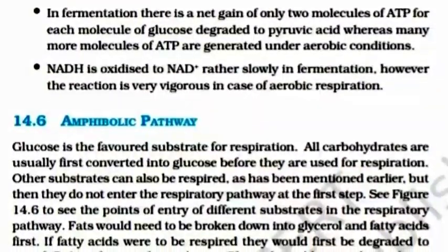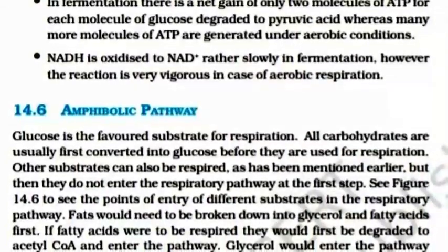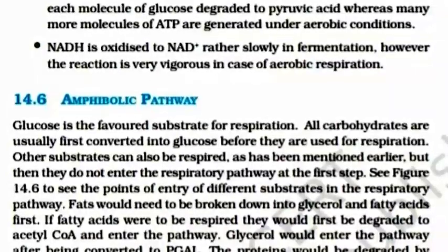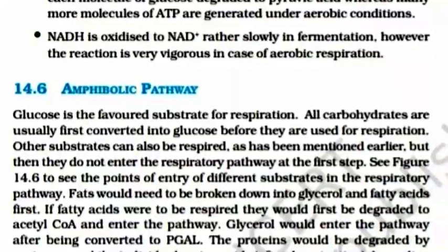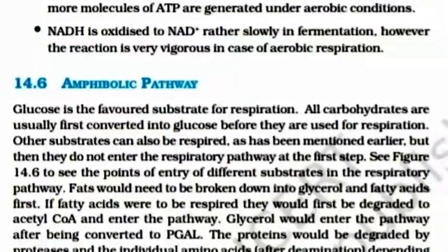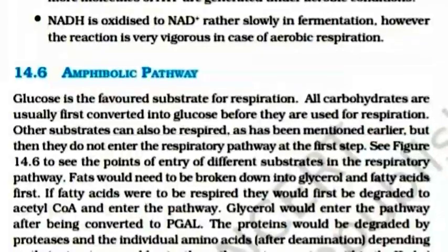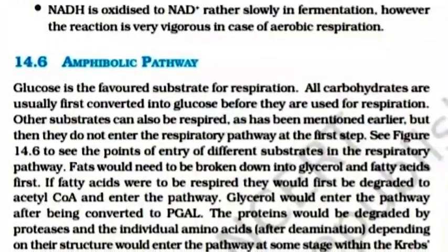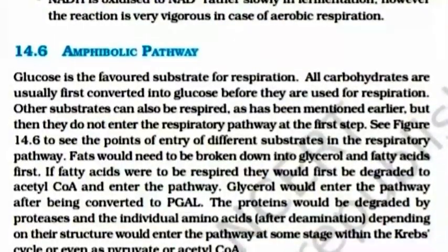Amphibolic pathway. Glucose is the favored substrate for respiration. All carbohydrates are usually first converted into glucose before they are used for respiration. Other substrates can also be respired, as has been mentioned earlier, but then they do not enter the respiratory pathway at the first step. See figure 14.6 to see the point of entry of different substrates in the respiratory pathway.